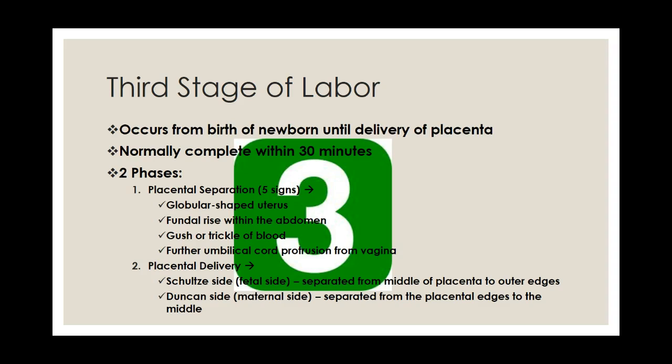These signs of placental separation, the globular-shaped uterus, the fundal rise within the abdomen, the gush and trickle of blood, and the umbilical cord protrusion, usually will appear within the first 5 minutes after delivery of the fetus.